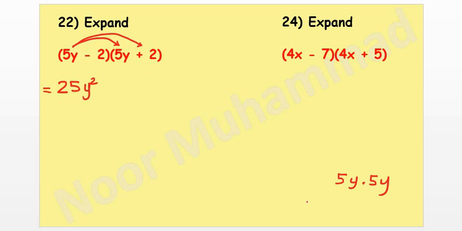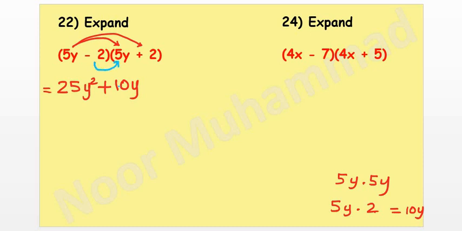Then 5y times 2. So 5y times 2 is how much? 5 times 2 is 10, and we have the variable y with it. So it's going to be positive 10y. Clear?